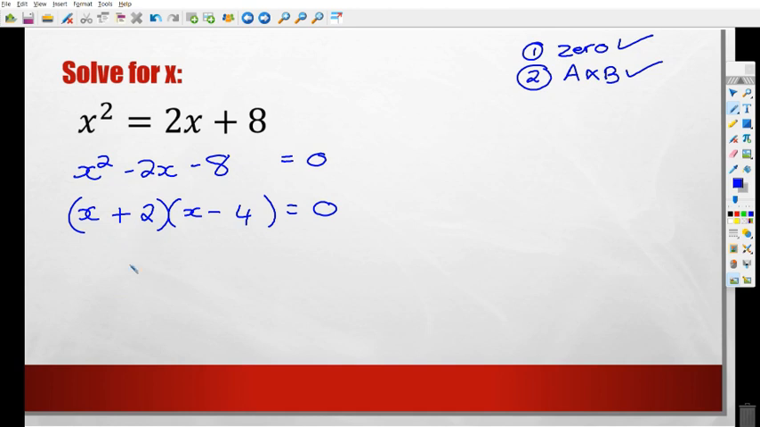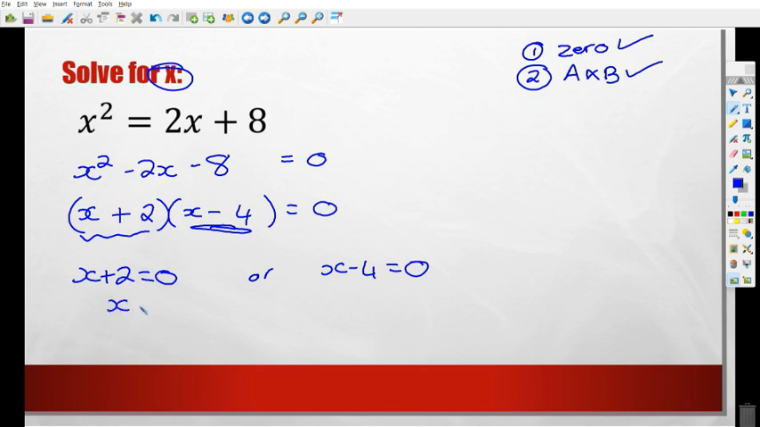Now, I've got something times something equals 0. What does it mean? Either the one something, I don't care what it is, equals 0, or the other something equals 0. But what am I solving? I'm solving for x. Fantastic. I know how to do that. Take the 2 across. X equals negative 2, or x is equal to positive 4. Fantastic. Then you can check yourself.